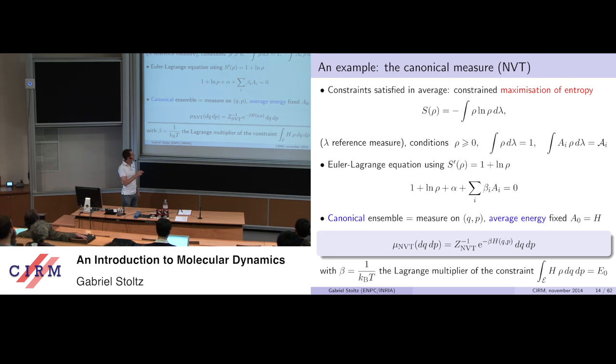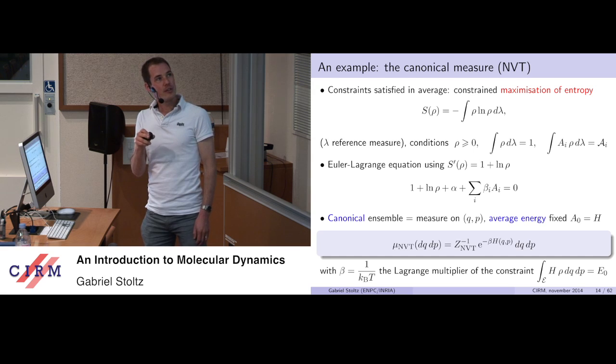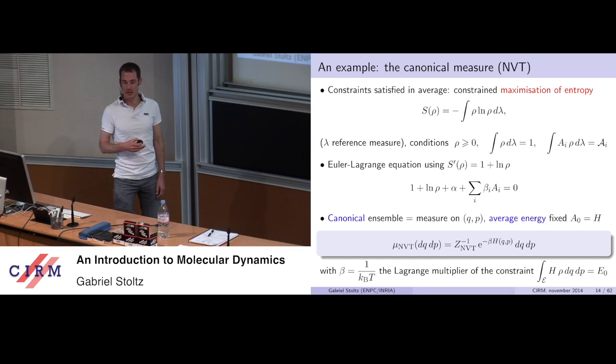If you think about having only one constraint besides the normalization, which would be the energy, the Lagrange multiplier alpha is related to the normalization constraint. I call beta the Lagrange multiplier of the energy constraint, and I replace A_0 by H. Then you see immediately that the canonical measure has density exponential of minus beta times the energy. So this really is the Boltzmann measure.